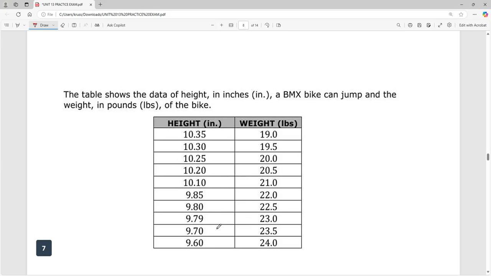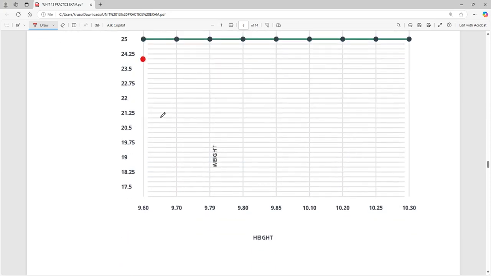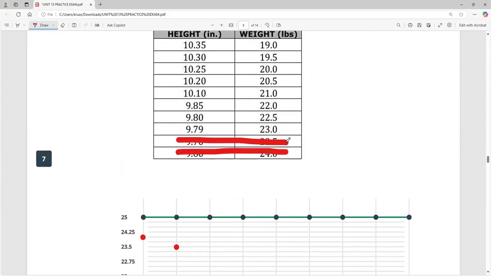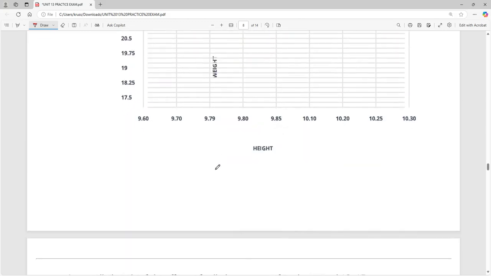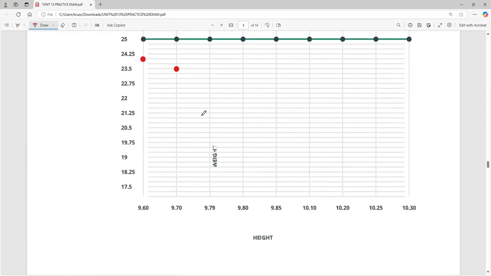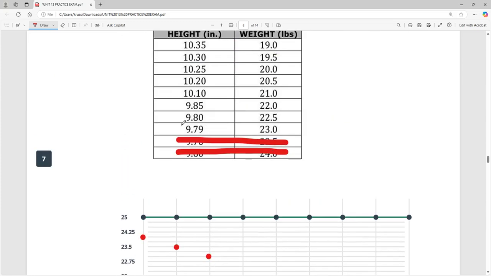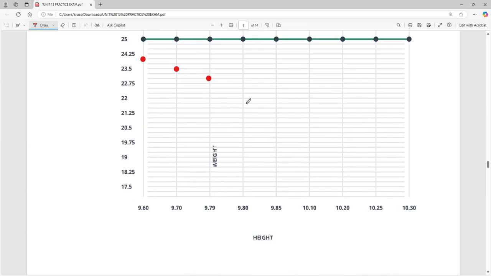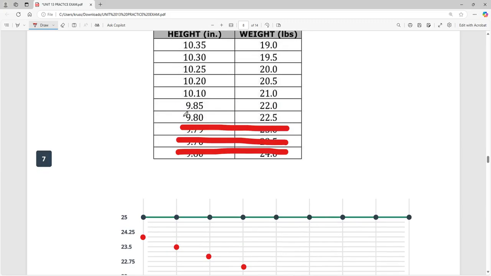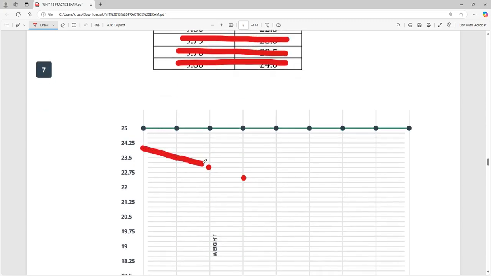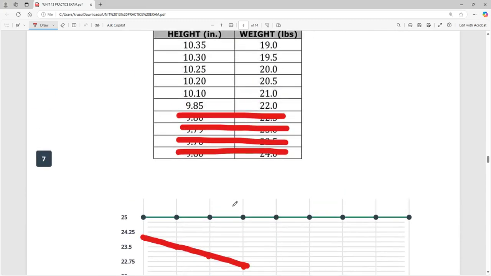Okay, at 9.7, it should be 23.5. 9.7, 23.5, right there. Okay, and then at 9.79, it should be 23. So this is 22.75. So this is 23. 9.80 and 22.5. This is 0.75, so that's 0.5. Right, and you can see that this process will just continue until I can connect all of the dots. Right, so you just continue that process.